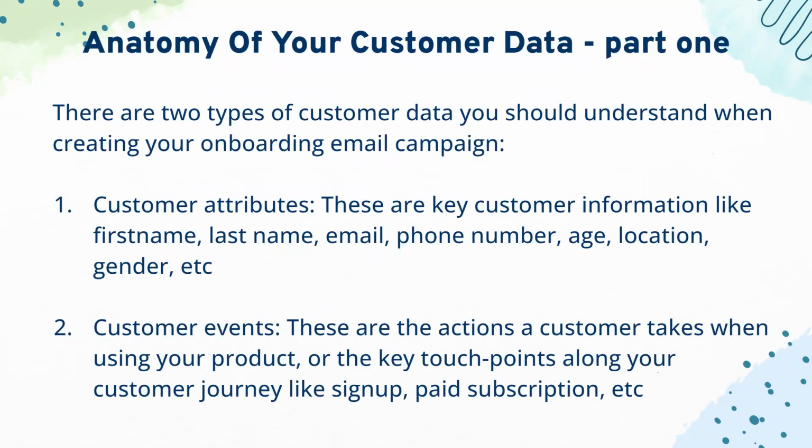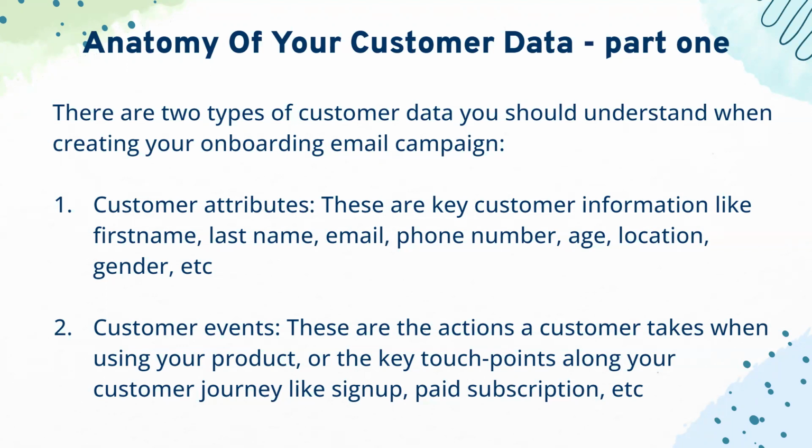There are two types of customer data that you should understand when creating your onboarding email campaign. There are different types of customer data, but there are two important ones that you need to understand when building your onboarding email campaign. The first is what we call customer attributes. Yes, we are getting a little bit technical now, but stay with me, guys. Your customer attributes are key customer information, like the customer's first name, last name, email address, phone number, age, location, gender, date of birth, etc. These are what we call customer attributes.